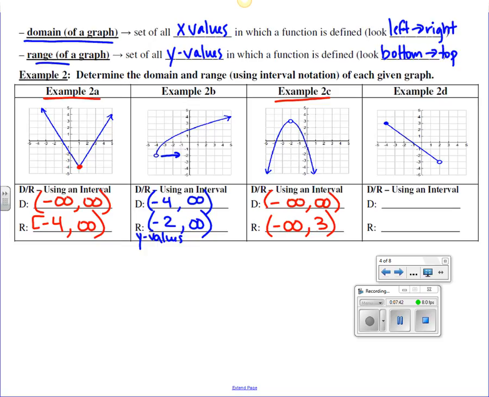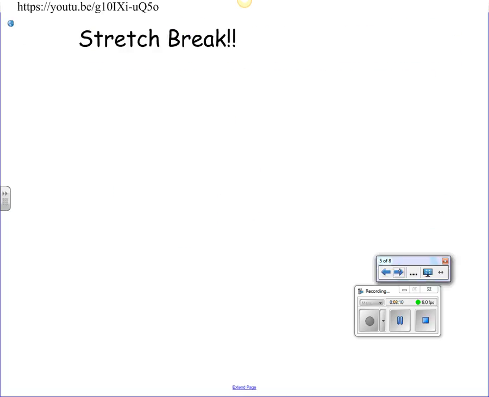Okay. All right, domain for example 2D, left to right. So on the left, it's -4. Remember, you're looking at the x values for domain. So it goes from -4 bracket to 2 parentheses. And the range goes from bottom to top, so -3 to 3. And look at your open and closed circles. Okay. Again, pause the video if you need to.